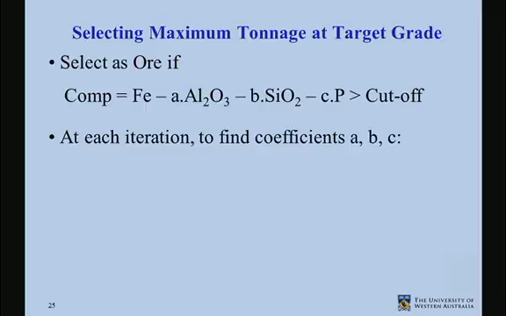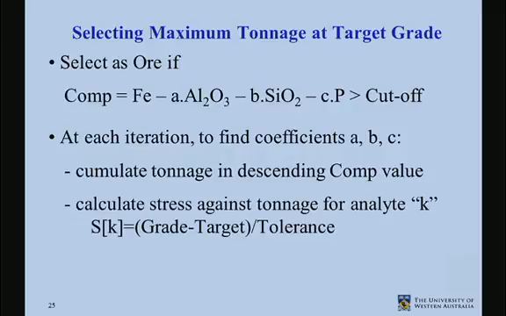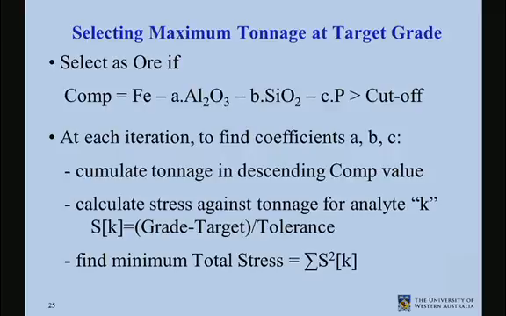And at each iteration, we'd accumulate the tonnage in descending value of that composite function, and then calculate the stress against tonnage. So as we accumulated the tonnage, at each tonnage, we'd calculate what the stress for each analyte was. And the stress is defined as the grade minus the target divided by the tolerance. We'd square those and add them together, and we'd find the minimum total stress. And if you could get that total stress down to zero, then, of course, you'd have ore that was spot on target.